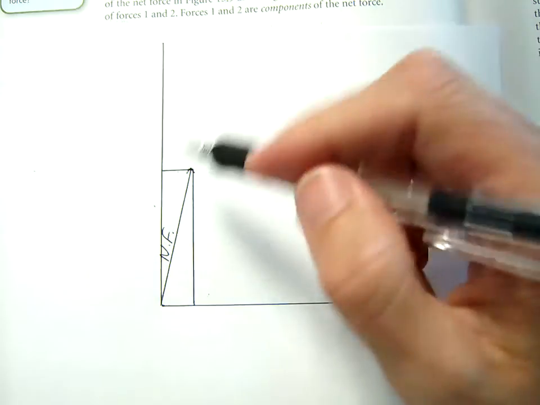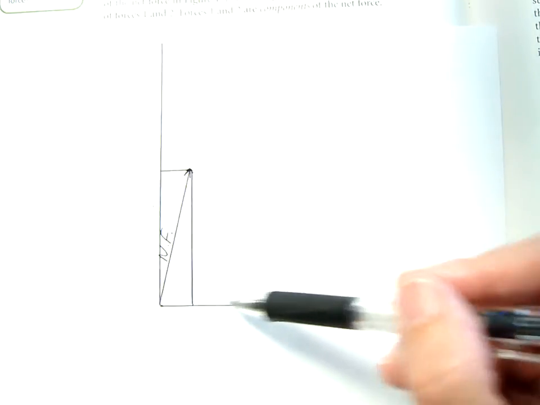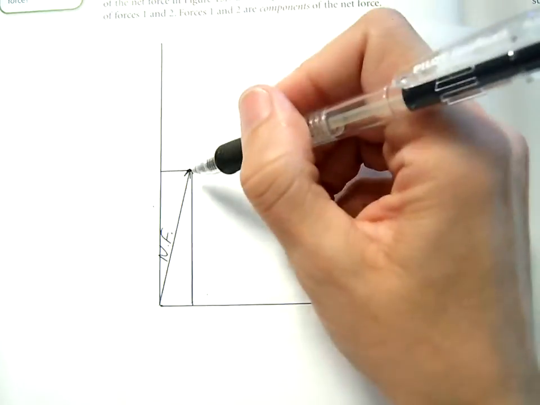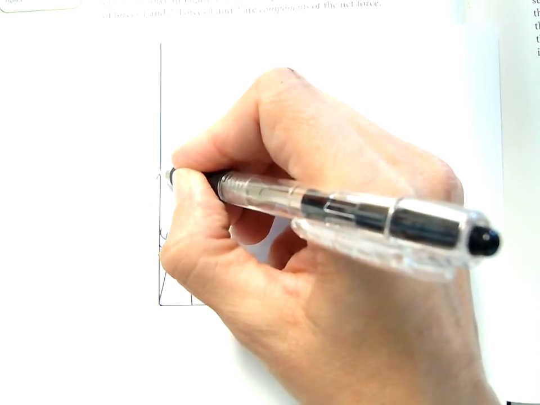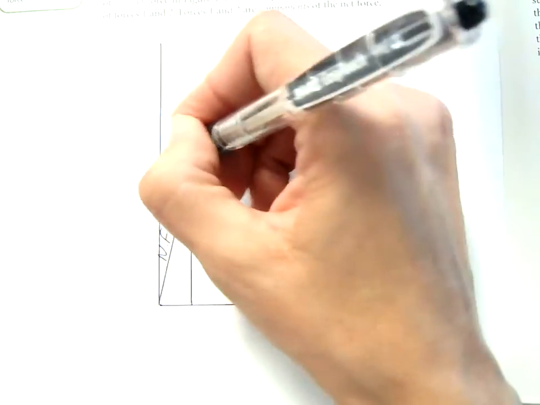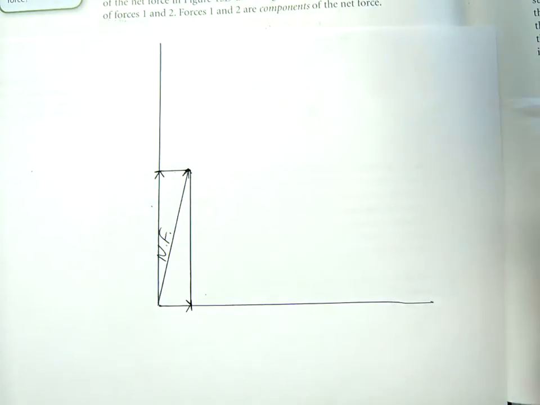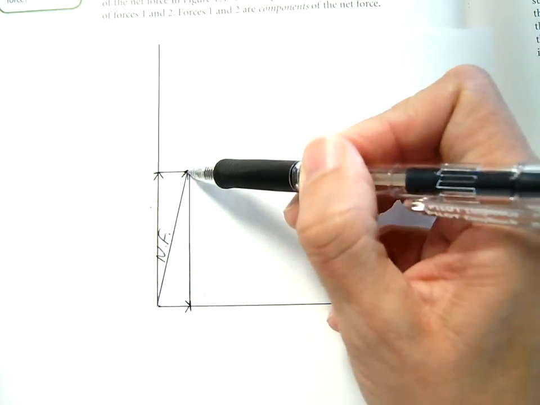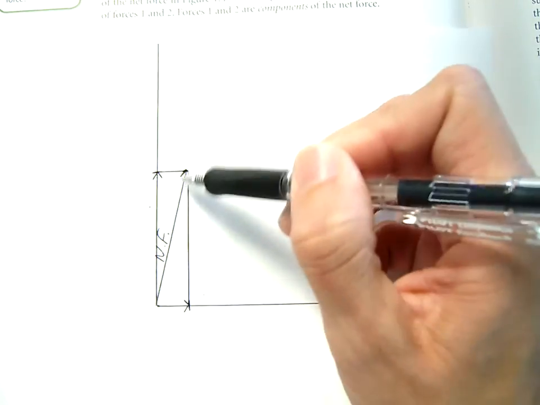Okay, so I started with my net force, and I drew two components that were perpendicular to each other. And now to figure out how long those two components should be, I use the parallelogram method. So now I know this component here is only going to be this long. It's going to end right here, because the parallelogram tells me that. This component is going to end right here, because the parallelogram tells me so. So to create this net force, we can have this vector and this vector that combine to create that.